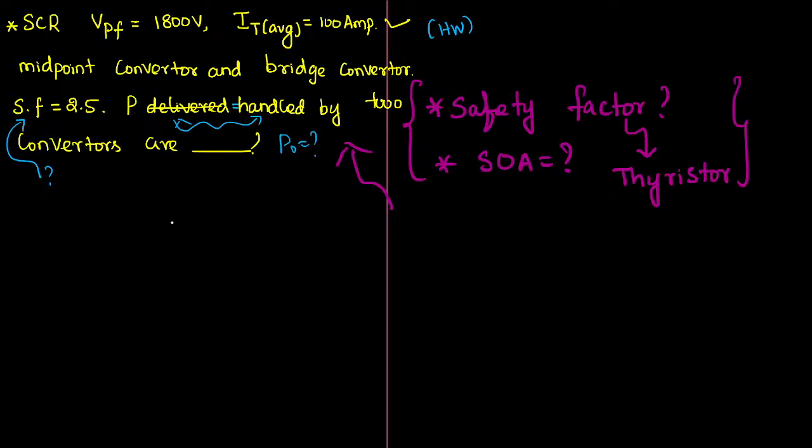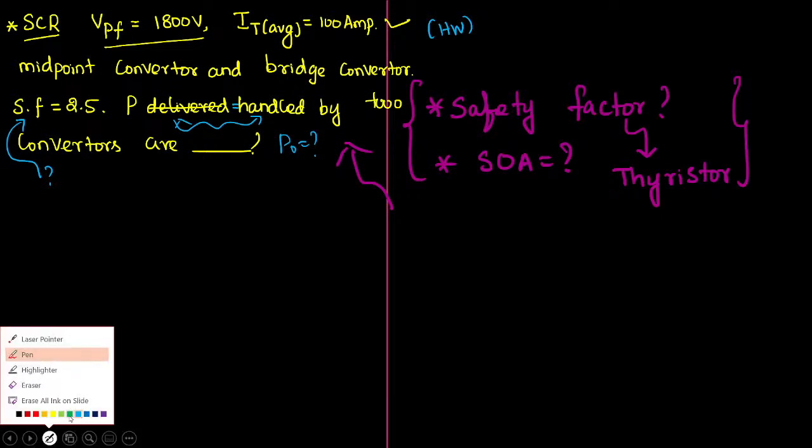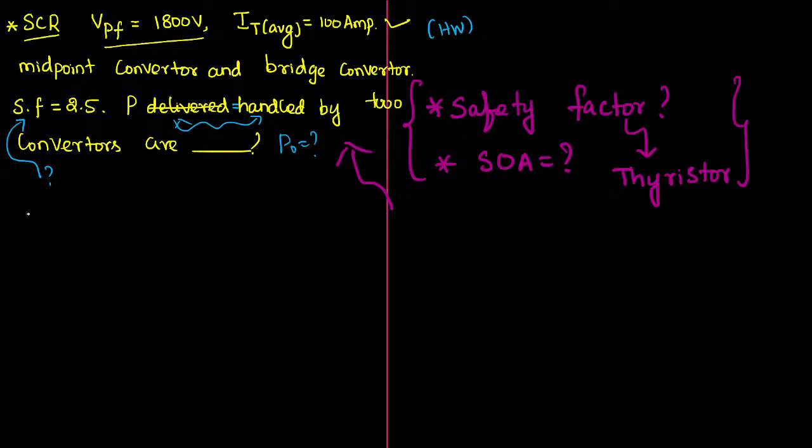Okay, sir. See, basically, what they have given in this question is one SCR and its peak forward voltage is 1800. Let us collect the data outside. Its peak forward voltage is 1800. Peak forward voltage of the SCR is 1800 volt. Next, they told the thyristor average current. That is one more data that they have given. Current value is 100 ampere.